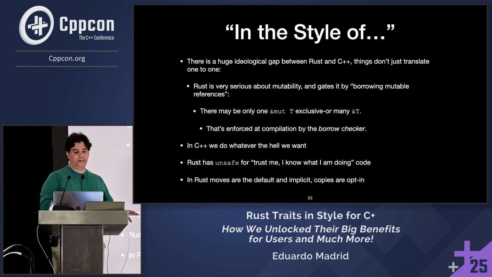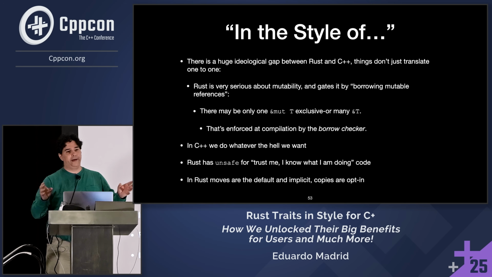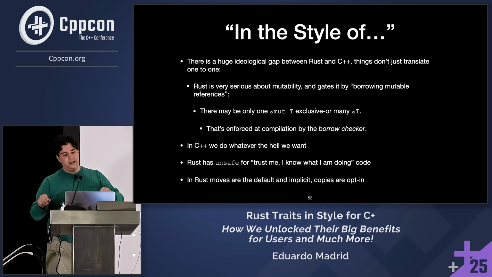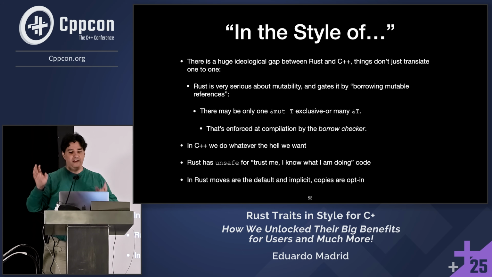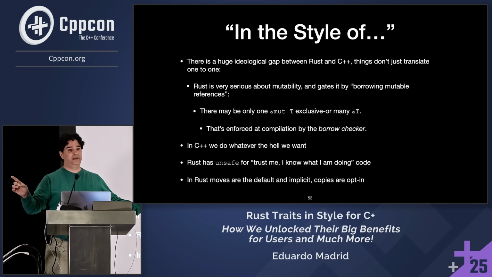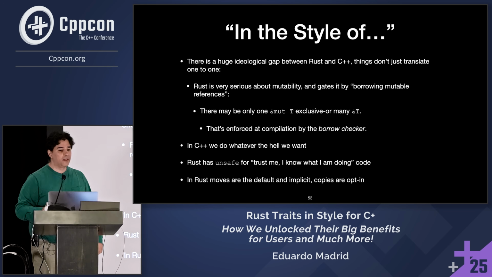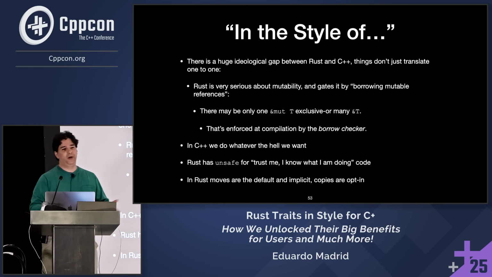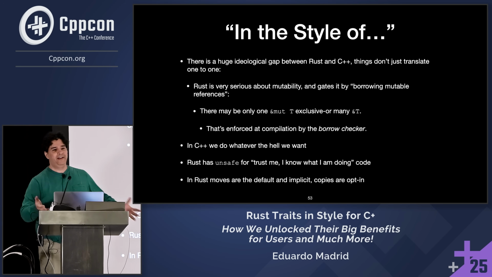Rust is very serious about mutability, and it gates the problems of mutability by requiring you to do something called borrowing a reference, and then there is a borrow checker that guarantees this property. There can be one mutable reference, or as many as you want non-mutable references. You cannot combine the two. And the thing that enforces that is the borrow checker. In C++, of course, we do whatever the hell we want. So it's very different.